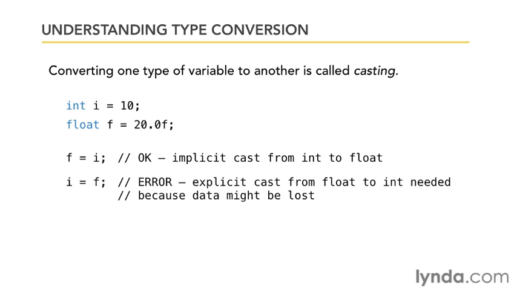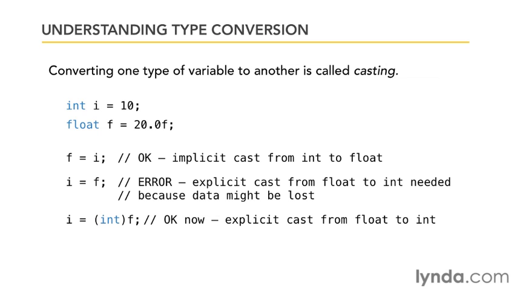The reverse is not true. If I said I is equal to f, that causes an error because you need to explicitly cast from the float to the int because data might be lost. You can't fit all the precision of a float into an integer automatically. However, if I said I is equal to, and then in parentheses I put the word int in front of the variable that I'm casting from, that's now okay. I've explicitly cast or converted from the floating point value to the integer value. And you'll see this all over languages like C and C++ and Objective-C and Java and now in C#. So let's go over to the code and actually see it in action.